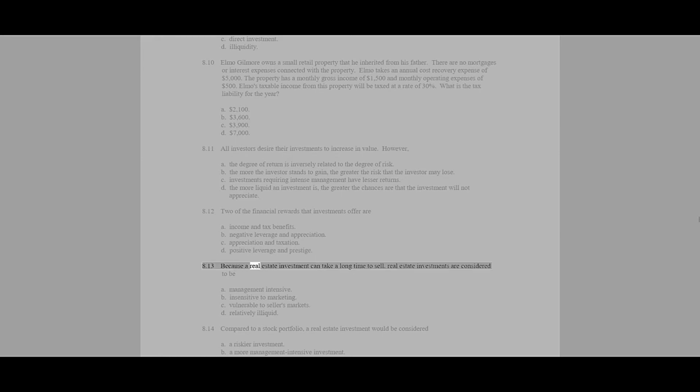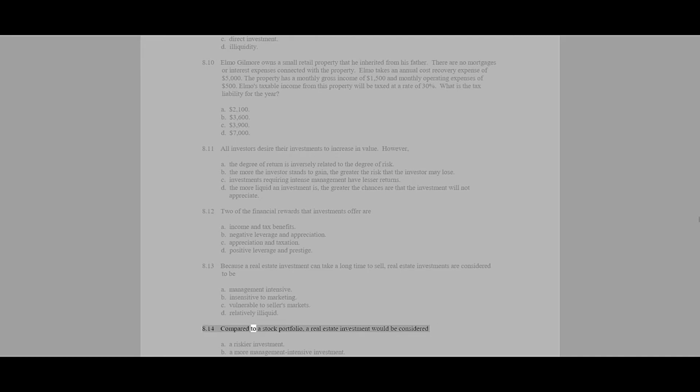8.13 Because a real estate investment can take a long time to sell, real estate investments are considered to be: A. management intensive. B. insensitive to marketing. C. vulnerable to sellers' markets. D. relatively illiquid.